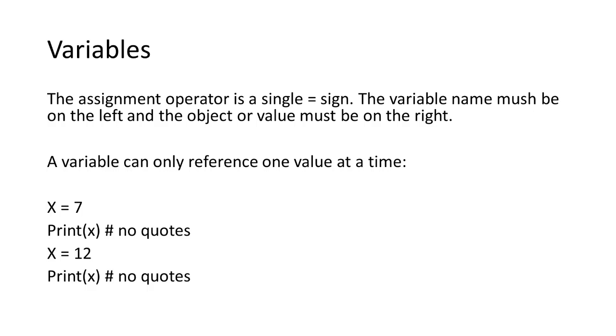The assignment operator is a single equal sign. The variable name must be on the left and the object or value must be on the right. It's worth noting that a variable can only reference one value at a time. For example, if we say that x equals 7, and then on another line say x equals 12, when we print x, we'll only see the value 12. Once we overwrite the value that's stored in the variable x, we lose the original value.